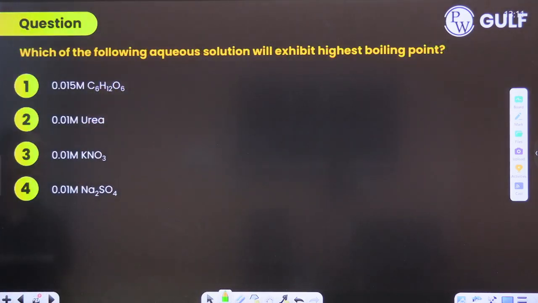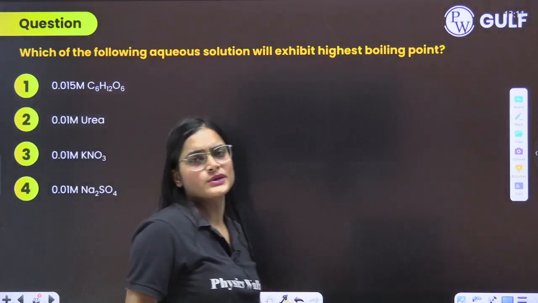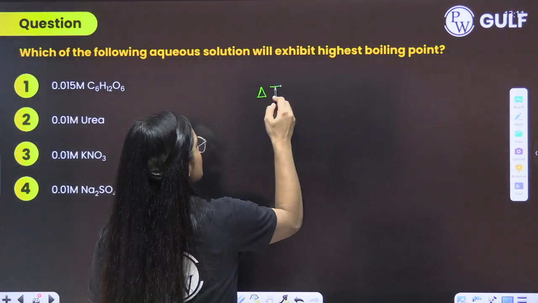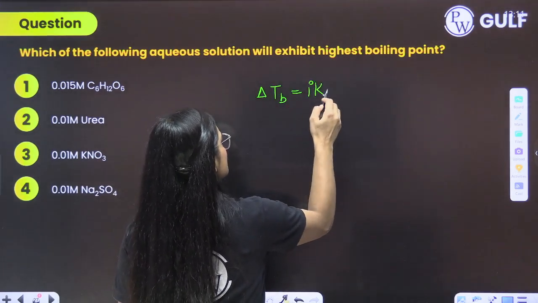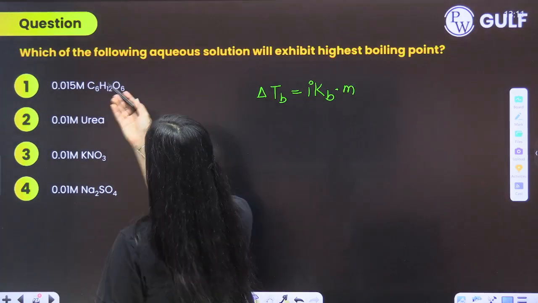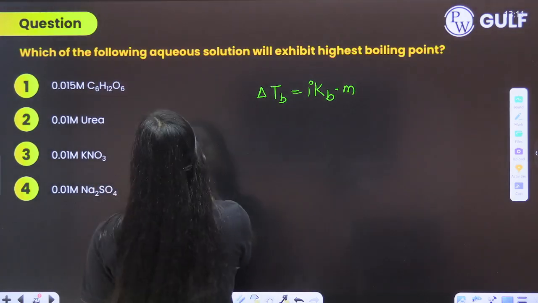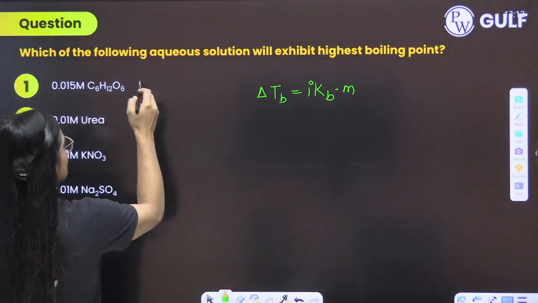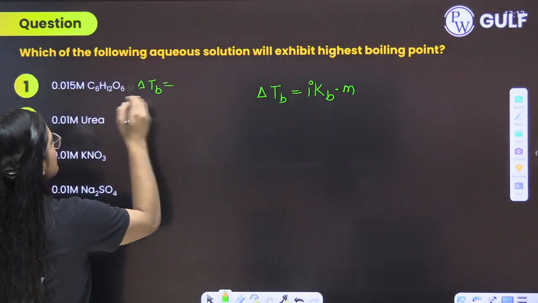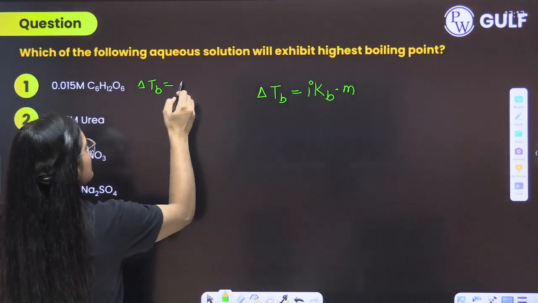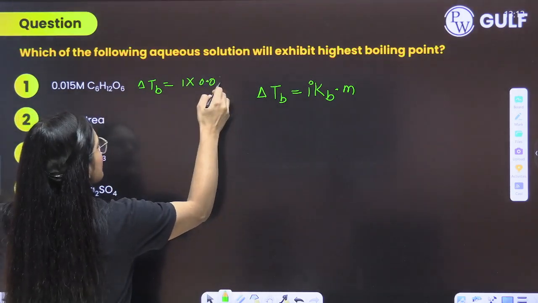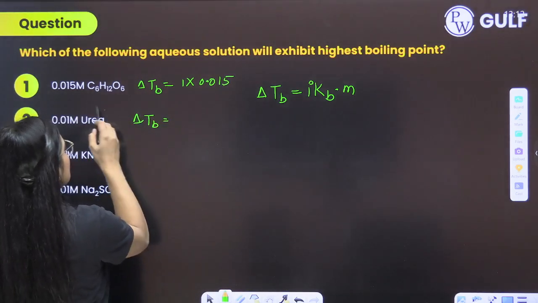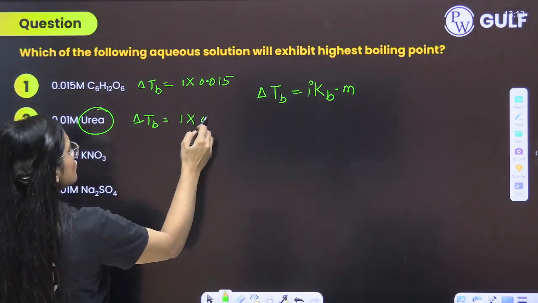Which of the following aqueous solutions will exhibit the highest boiling point? Easy question. Beta, you very well know that boiling point elevation, delta Tb, equals i into Kb into m, right? Here you have been given the concentration, and the i value. If I talk about the first one, delta Tb would be equal to i, which is 1 because it is a non-electrolyte, 1 into 0.015. If I talk about the second one, delta Tb is equal to, urea, i value is 1, non-electrolyte, 0.01.